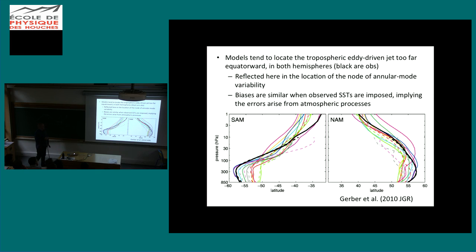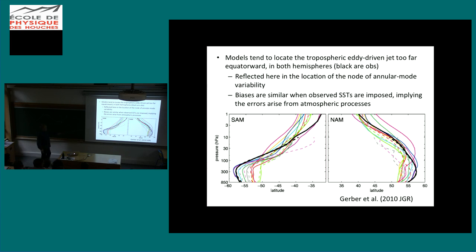I've talked about the annular modes. There's various ways that you can look at the jet latitude, but in this paper by Ed Gerber and collaborators, it was the node of the annular mode variability. So the annular mode is this wobbling back and forth. So you have the jet, let's say, like this. This is latitude, and then the annular mode might be something like this. So the node is sort of at the center of the jet.